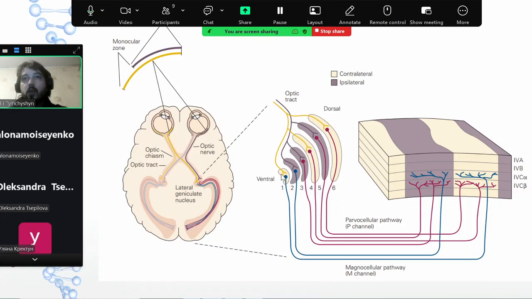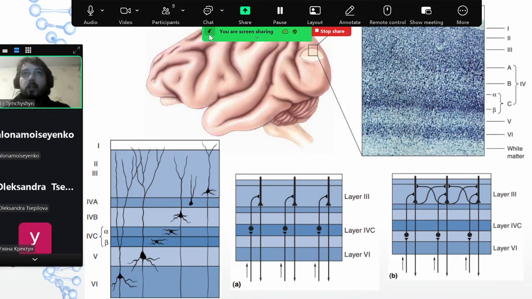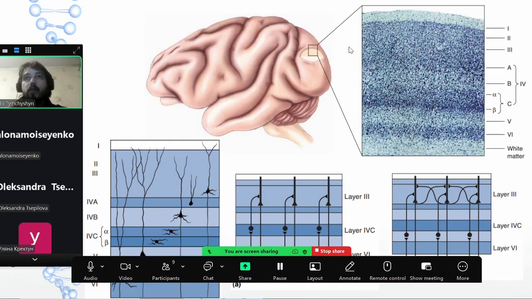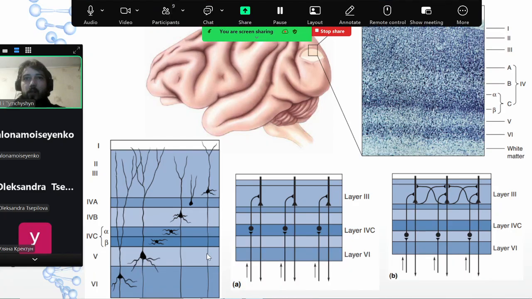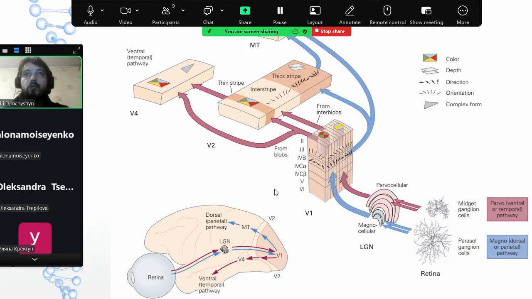So layers 1 and 2 are projected to the C alpha, and other layers are projected to C beta. Here are differences in neurons that we have in this area. So here's once again different layers, and here you see connections between these neurons. Maybe that's once again too detailed, but this picture probably is worth looking at.